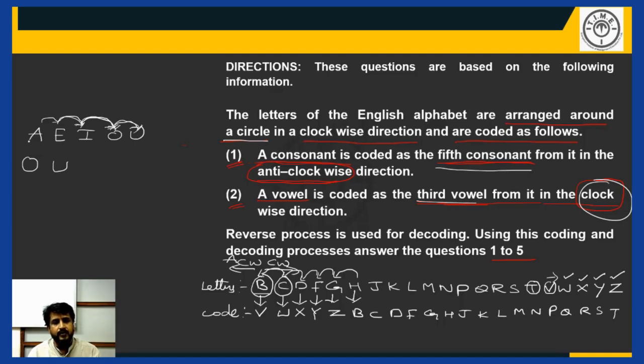After U, again which vowel comes? A. So the third letter is A. For O, the first letter is U, second letter again A, third letter again E. So for I the code is E. Now for U, the first letter is A, second letter is E, third letter is O. Once again we'll cross check it. For A, first clockwise, second clockwise, third clockwise is O. It is absolutely matching. For E, first, second, third, absolutely matching U.